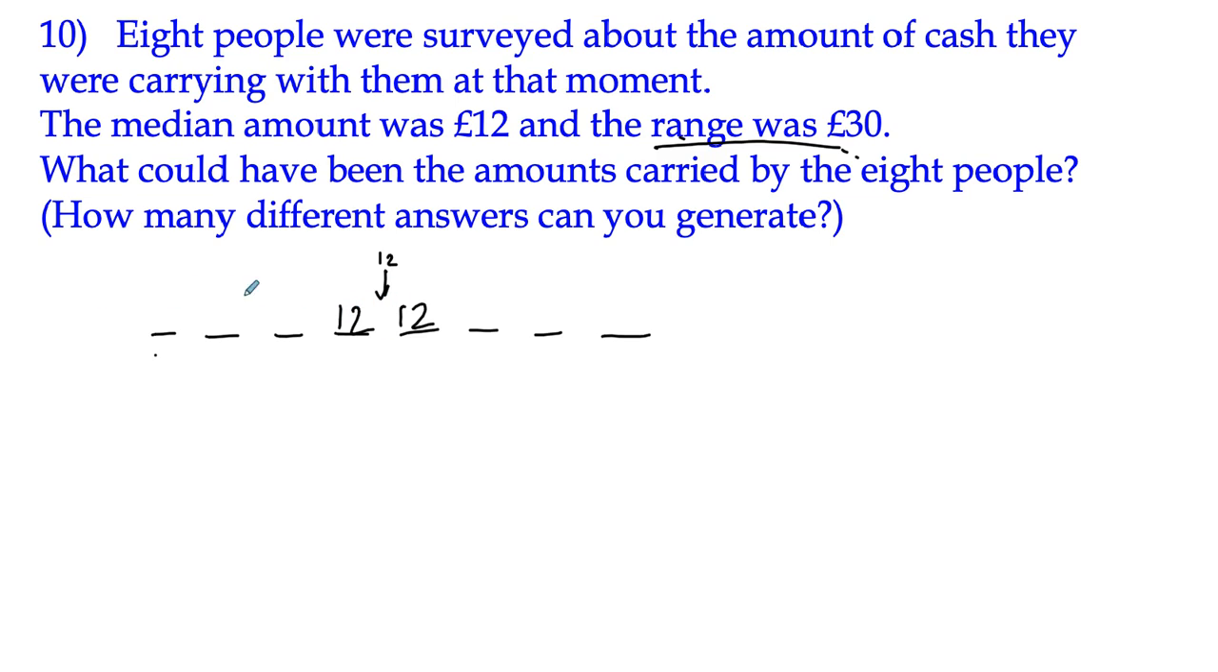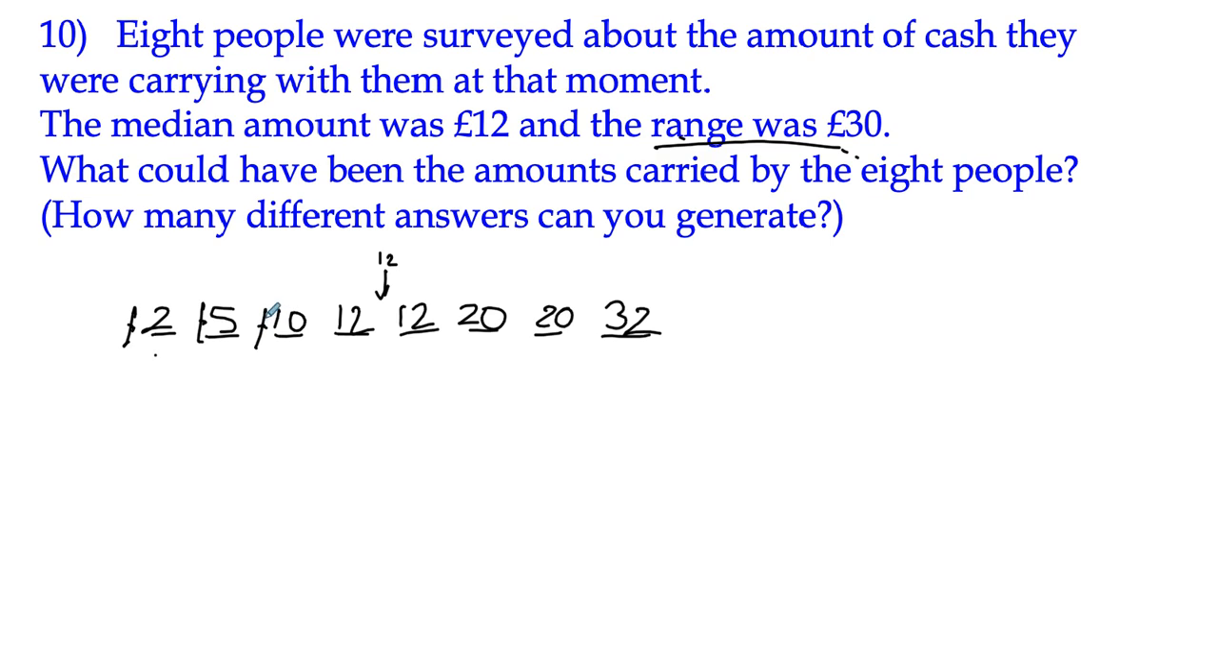My bottom half of the numbers have to be less than or equal to 12. So I'm going to put 10. Because it's kind of money, I'm going to think about multiples of 10 here. I'm hoping somebody's got a couple of pounds on them. Okay. Now, the fact the range is £30 means that the gap between the smallest and the largest has to be 30, which means the largest amount had to be £32, which means that if I'm going to say a couple of people had £20 on them, that's fine. These are all effectively pound signs.